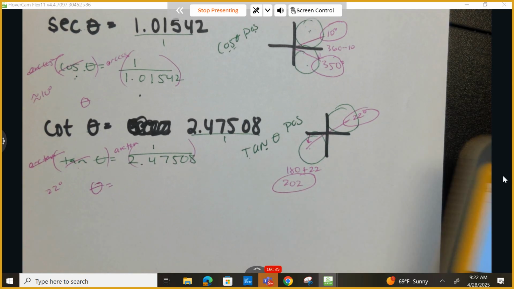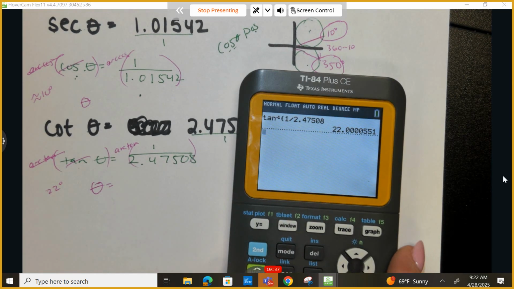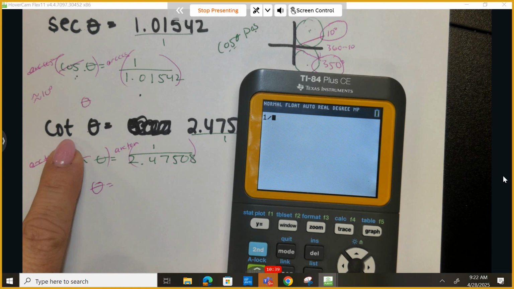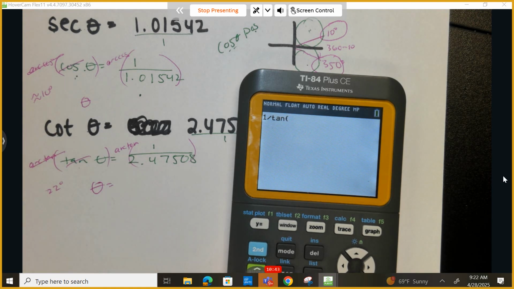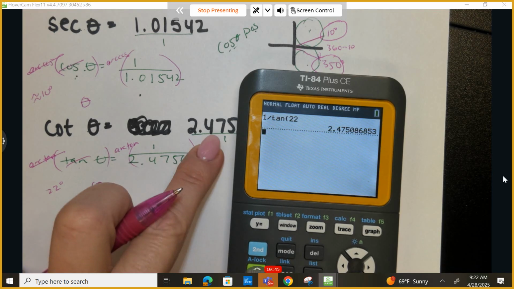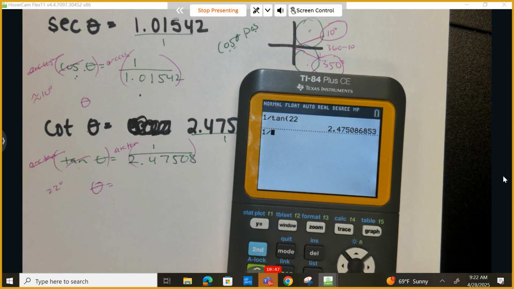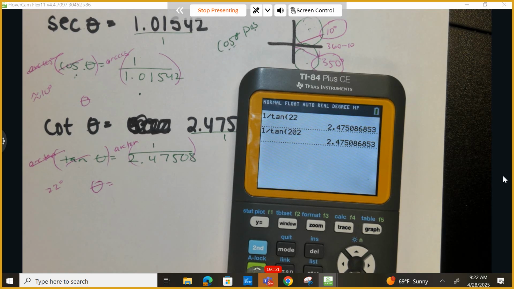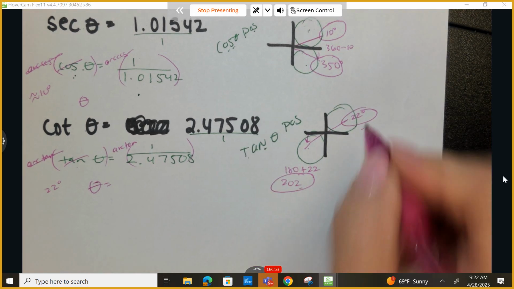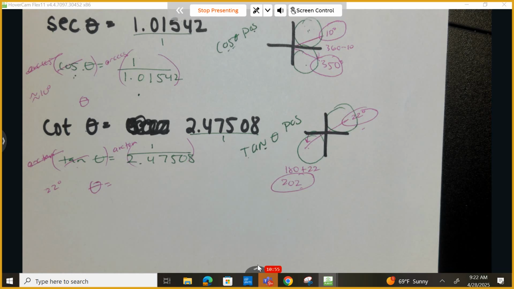So what do I do? I grab my calculator, and I'm going to type in 1 divided by the tangent, since there's not a direct cotangent button. And let's try 22. I'm able to achieve this answer. The 1 divided by tangent again. And let's try 202. And again, I'm able to achieve the correct answer. So these are correct.